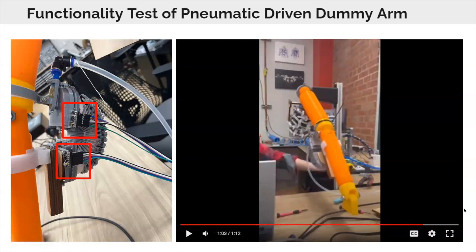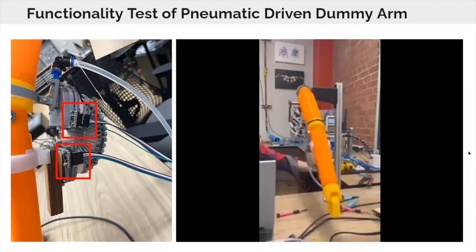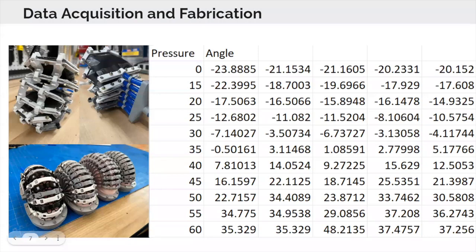So yeah, as you can see, these two actuators can realize most of the range of motion of the dummy arm. So let's head into another slide. Here we're going to talk about data acquisition.